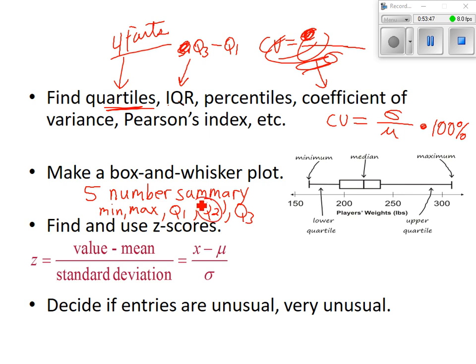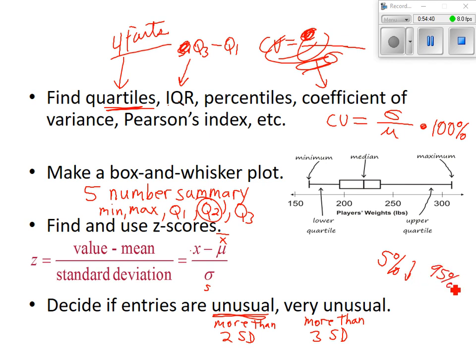And then define z-scores, what we were just doing: x minus mu or x minus x bar, divided by sigma or s, depending on what you're dealing with. What makes something unusual? If it's 2 to 3, more than 2 standard deviations above or below is unusual. More than 3 standard deviations is very unusual. Or, when we were dealing with percents, 5% or lower was unusual, or 95% or higher was unusual.